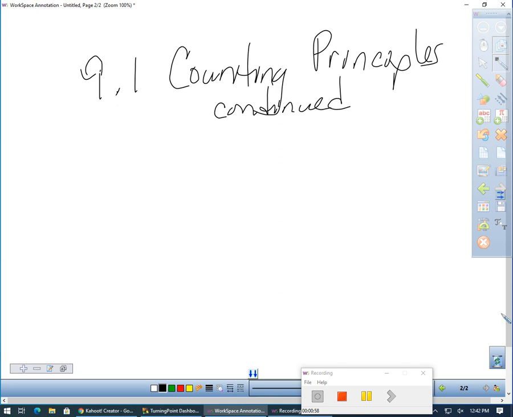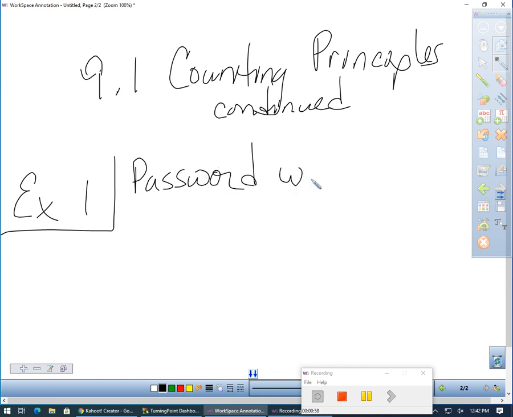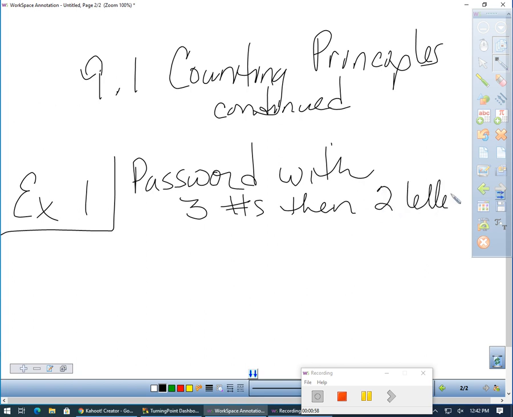So I want to just go back for a second. Here's example number 1, and let's see if we can figure out which counting principle we need to use to find this one. What if I wanted to know a password with 3 numbers, then 2 letters. Okay?